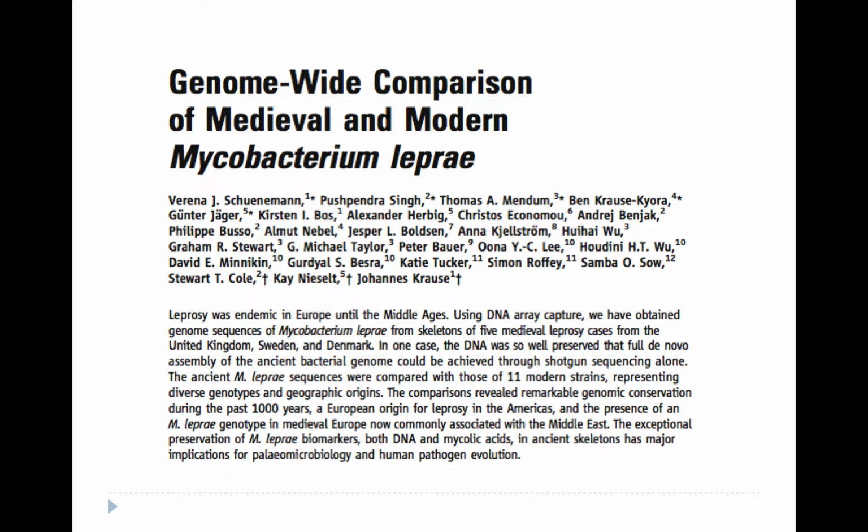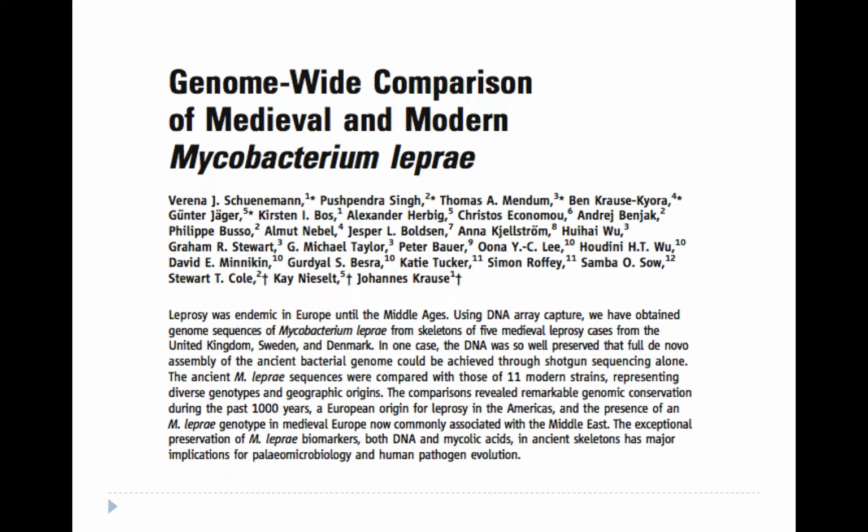Now, that was with modern strains. Then a few years later, particularly once Johannes Krause got involved, many of the same individuals were involved in getting medieval leprosy genomes. So what they did, and I didn't talk about this with the pestis genome, but one of the tricks that you can use is a capture-based approach. You can use DNA sequences from the modern genome to make probes that you can pull those sequences out of your samples and massively enrich for the pathogen sequences from your sample.